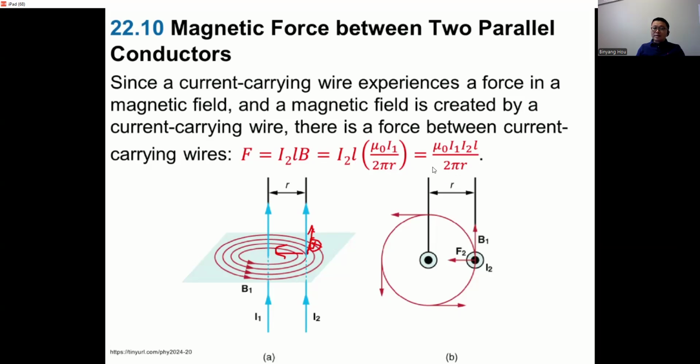And in this case, that would be the force of 2 experienced by 1. And if you're looking the other way around, the force on 1 by the magnetic field produced by 2 will be the same amount of magnitude, but in the opposite direction. Attractive force will be pointing in that direction. So that will be pointing in that direction, and they should be attractive.